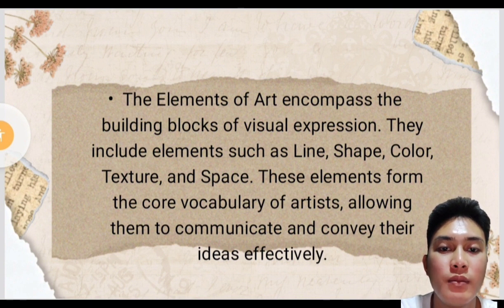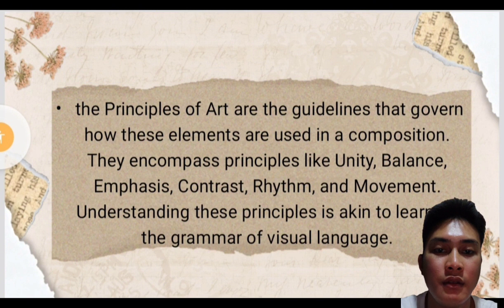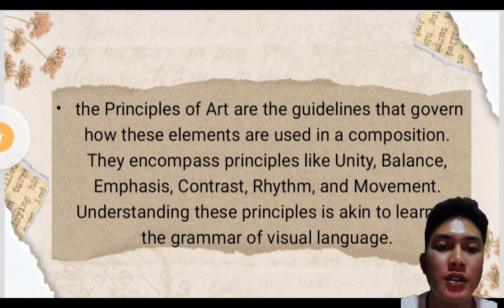These elements form the core vocabulary of artists, allowing them to communicate and convey their ideas effectively. The principles of art are the guidelines that govern how these elements are used in a composition. They encompass principles like unity, balance, emphasis, contrast, rhythm, and movement. Understanding these principles is akin to learning the grammar of visual language.